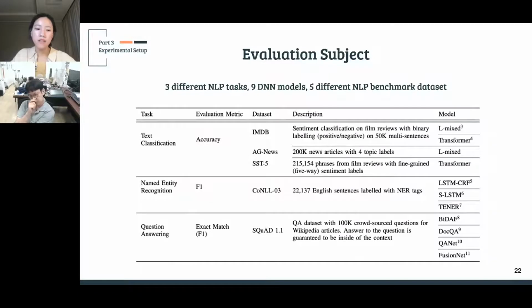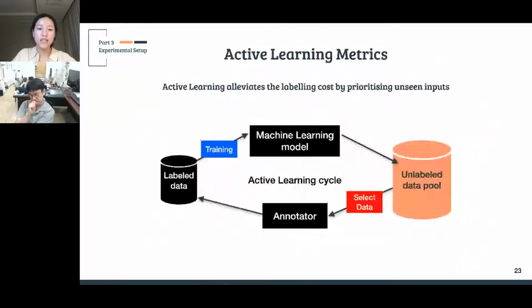Because of the time limit, I think I have to skip the details of the models. Active learning is one of the techniques to alleviate the high cost of labeling large sets of data.